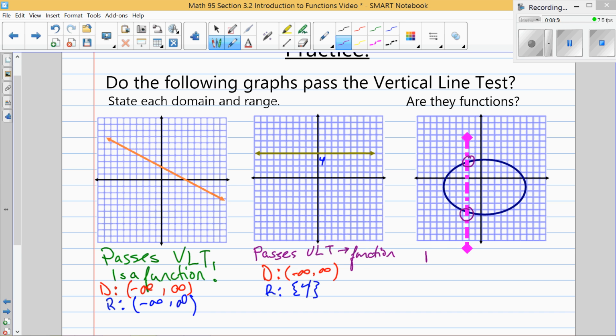So this fails the VLT. So it is not a function. But we can still find its domain and range, so let's do it. The domain of this relation is again all possible valid input values. And I want to list them from most negative to most positive. So when I look at my graph, I see that the most negative input I can have is right here, and the most positive input I can have is right here.